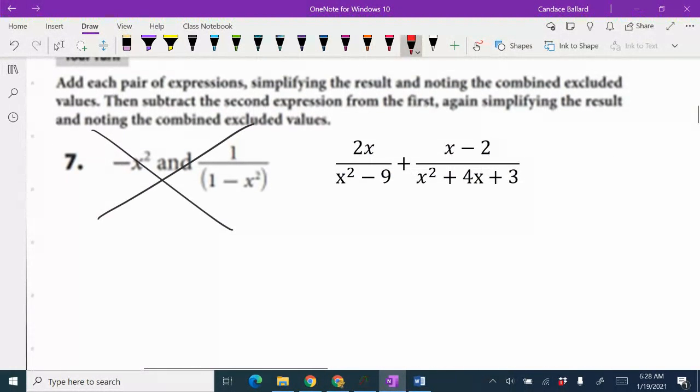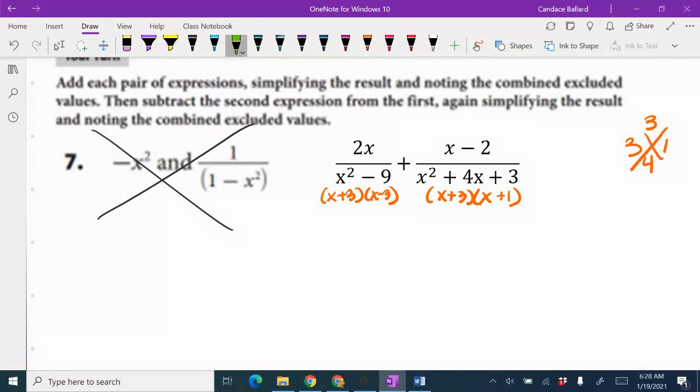So on example 7, the first thing I'm going to do in order to get those excluded values is factor. So I'm going to factor in orange here. I notice that this is a difference of squares, and I'm going to cheat. I'm just going to write it right underneath: x plus 3, x minus 3. I've got a trinomial here, so I'm going to do a magic x. I need two numbers that multiply to 3 and add to 4, which would be 3 and 1. So x plus 3 times x plus 1.